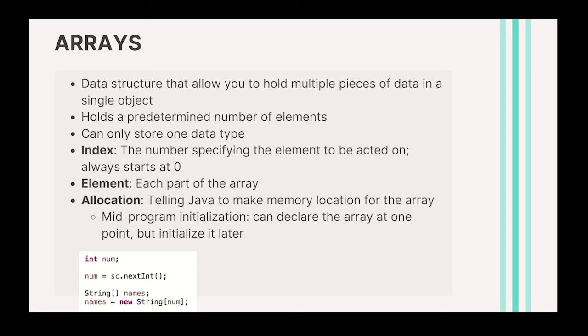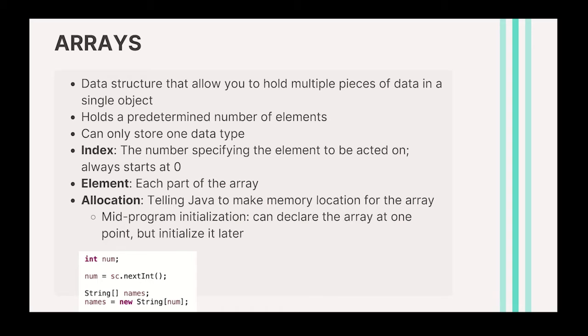Alright, then we have an element. An element is each part of the array, so if we go with the same analogy, each month is an element. Allocation is telling Java to make memory location for the array. This is also when you would tell Java how big you want your array to be. So if you're storing months, you would set it to be 12.